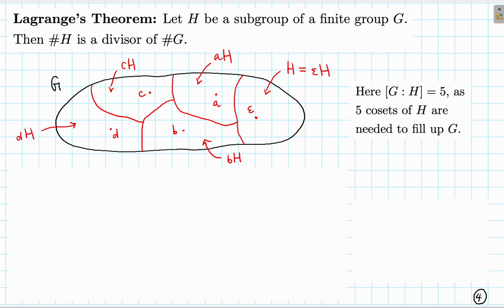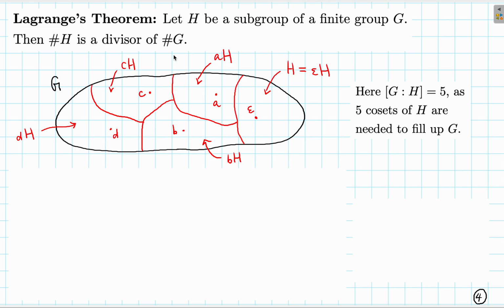Now, what does this picture have to do with proving Lagrange's theorem? Well, let's just suppose that our subgroup H has 12 elements. Then we have 12 elements here. AH would have 12 elements. BH would have 12 elements. CH would have 12 elements. And DH would have 12 elements. So all in all, group G would have 60 elements. And we see that 12 is indeed a divisor of 60.